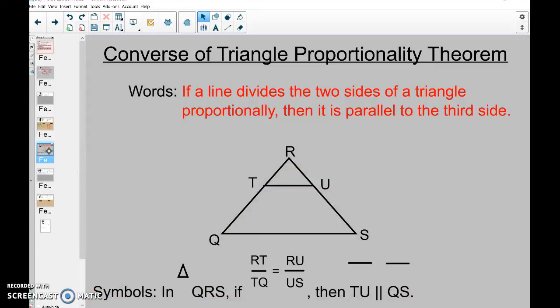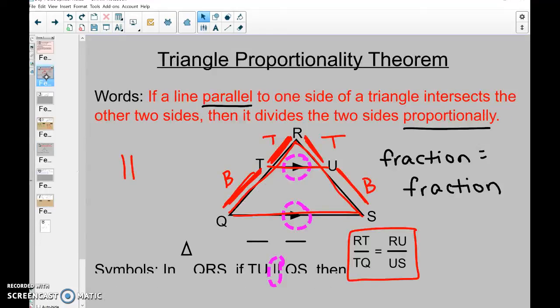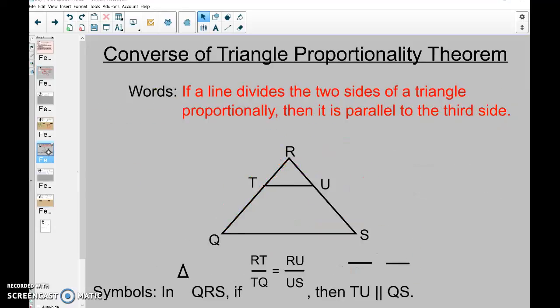All right, so this one is just basically doing the inverse. It's actually called the converse of the triangle proportionality theorem. If you look back at our first slide, it said if a line parallel to one side of a triangle intersects, then it divides it proportionally. Lots of big blah blah words. But really all the converse is doing is flipping that around.